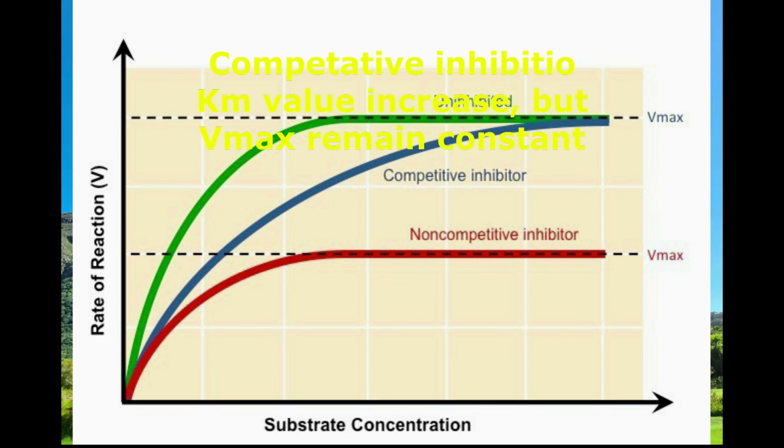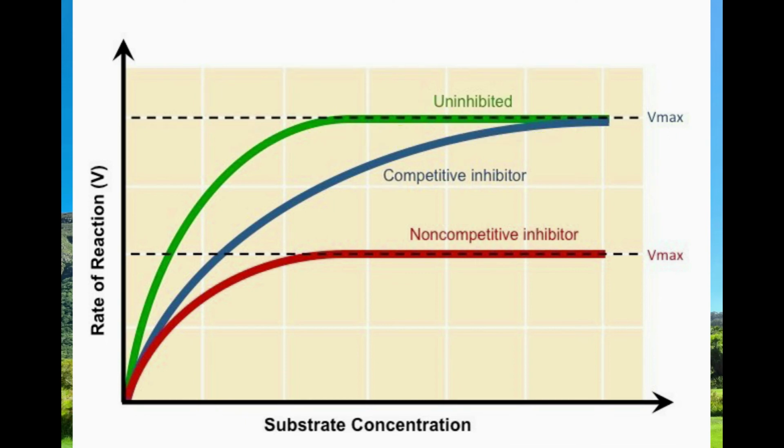For example, with succinate dehydrogenase, this is the succinic acid, and this is the malonic acid. The malonic acid attaches to the enzyme, but the actual substrate, succinic acid, cannot bind, so the enzyme activity is decreased. Similarly, we can study non-competitive inhibition.